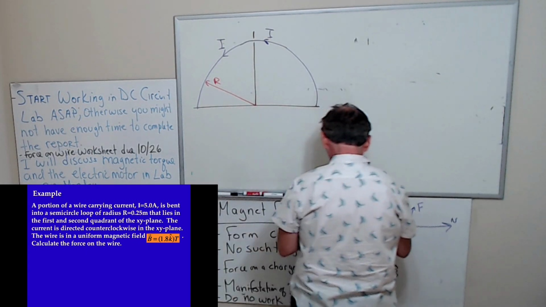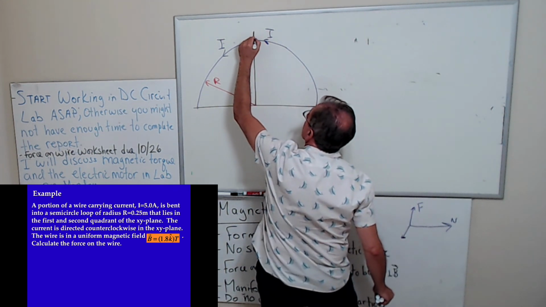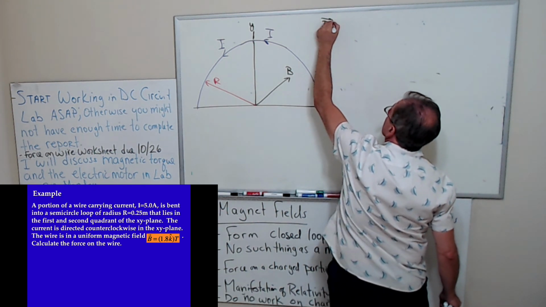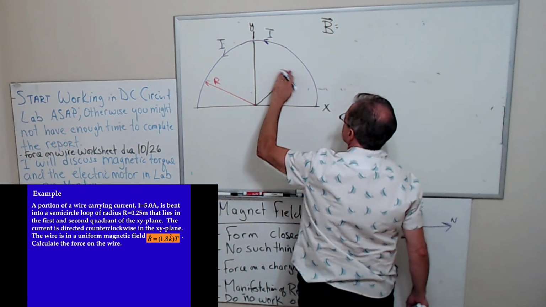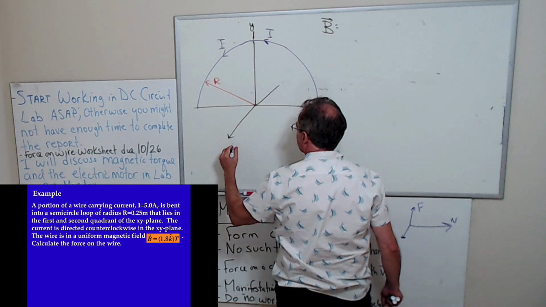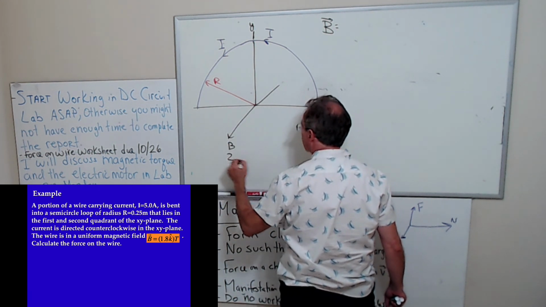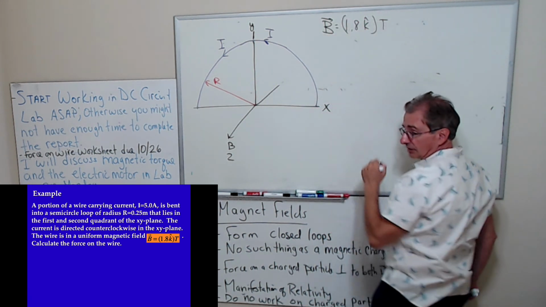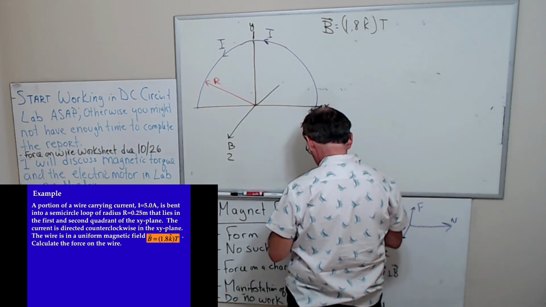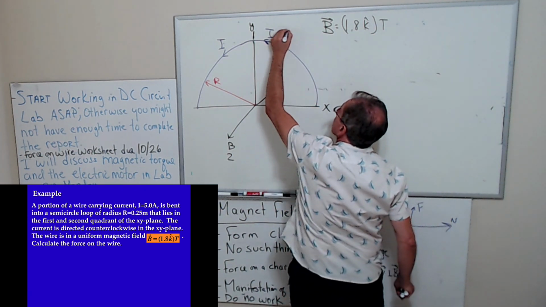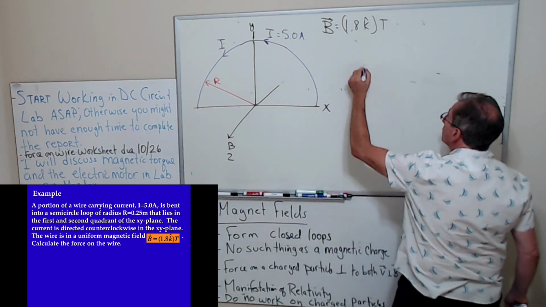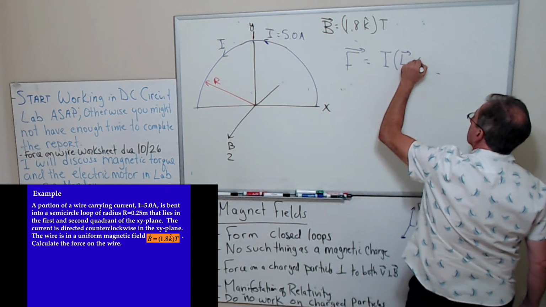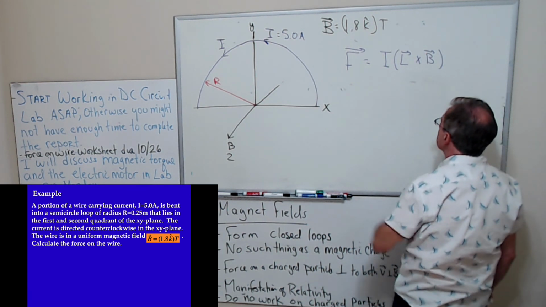So here's my picture. This is X, this is Y, B is in that direction. Oh, it's in the wrong way, sorry. B is this way, which is also the Z direction. B is 1.8 k hat Tesla. R is 0.25, I is 5 amps. And we know that F is equal to I L cross B. This assumes everything is constant.